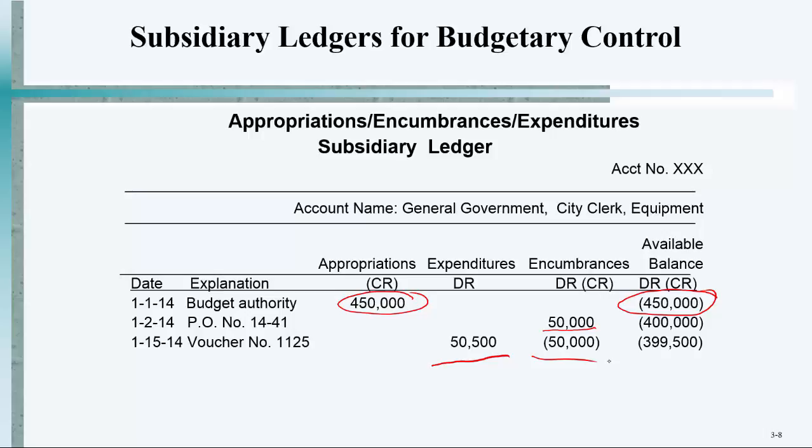So if somebody comes to me and says, hey, I heard we had $400,000 left, and I was able to talk the guy down to $400,000 for that machine, can we still get it? And I say, sorry, no, we only have $399,500 left in our budget authority. And we just keep going like that throughout the year. When we order goods, we debit encumbrance, we credit budgetary control. When the goods come in, we reverse that, debit the budgetary control, credit the encumbrance for the original amount, debit expenditure, credit vouchers payable for the actual amount, don't we? Do we accomplish our budgetary control that way?